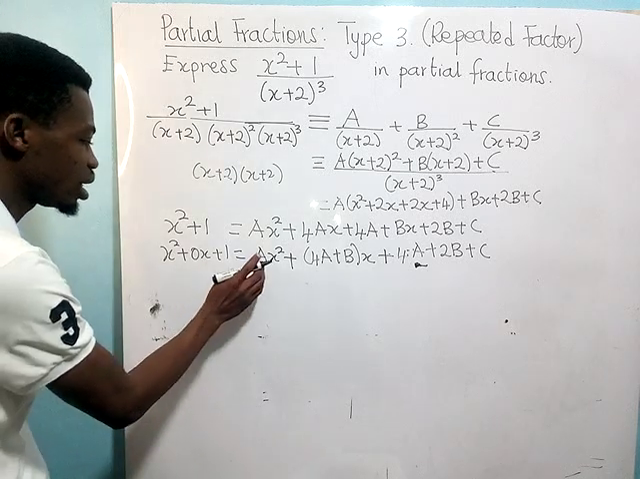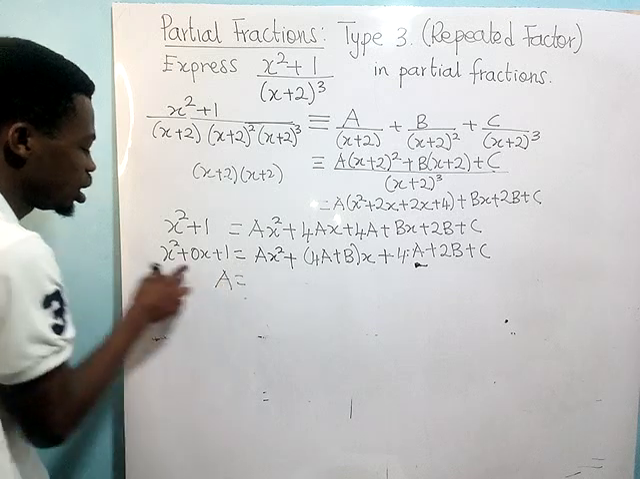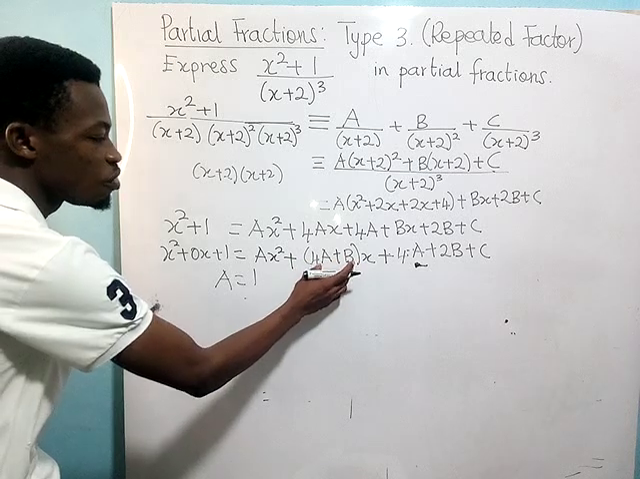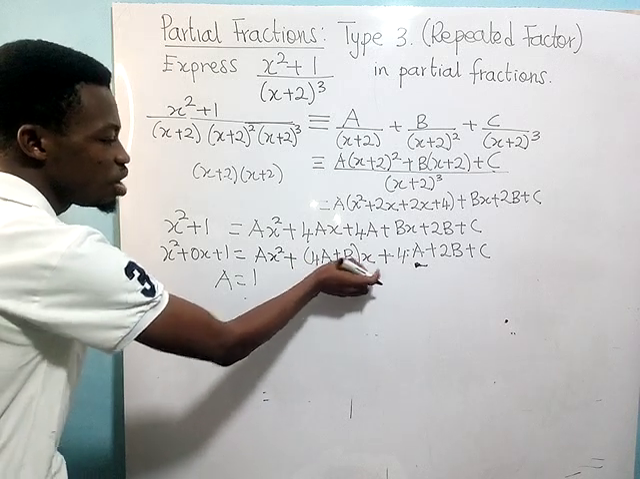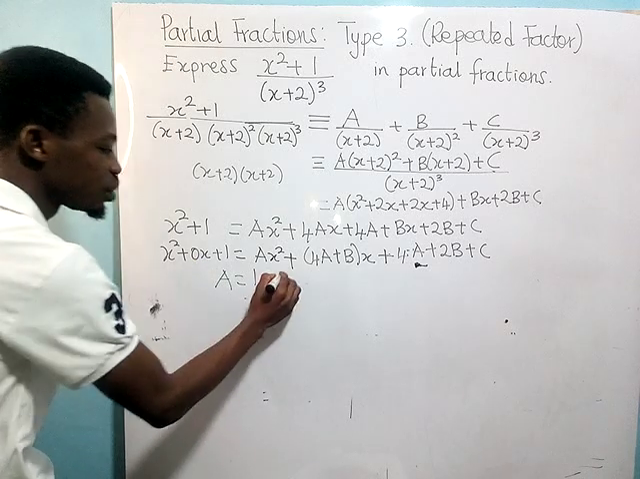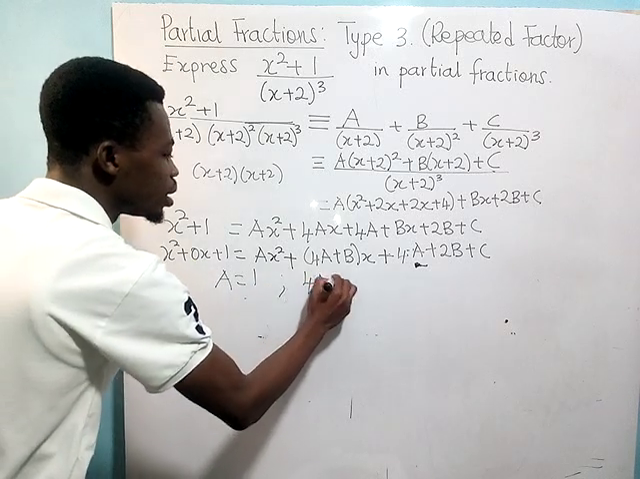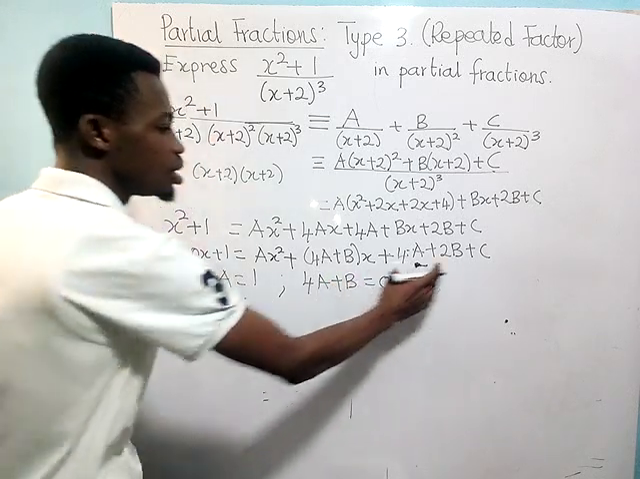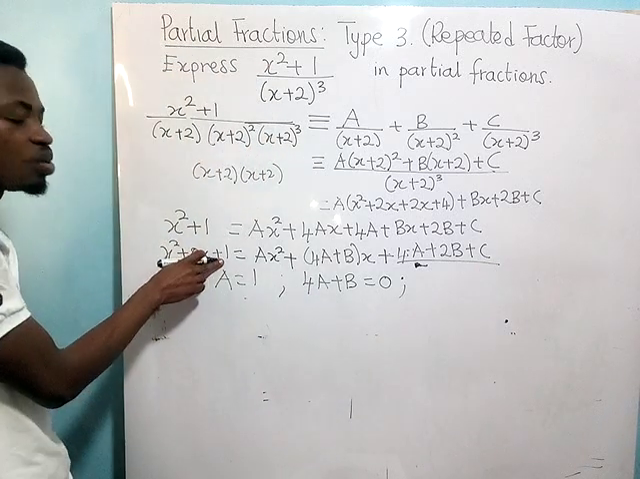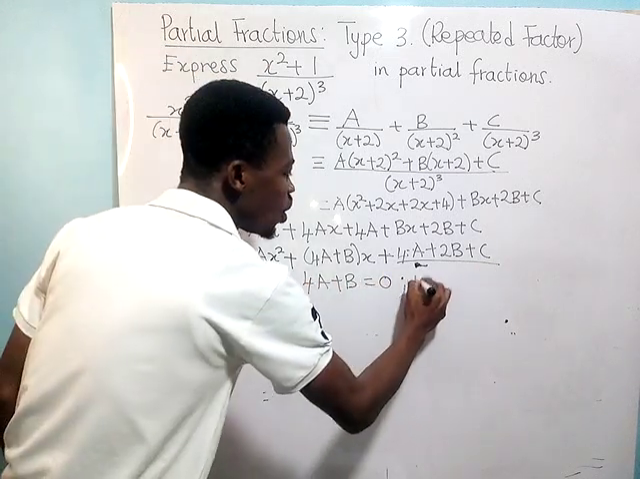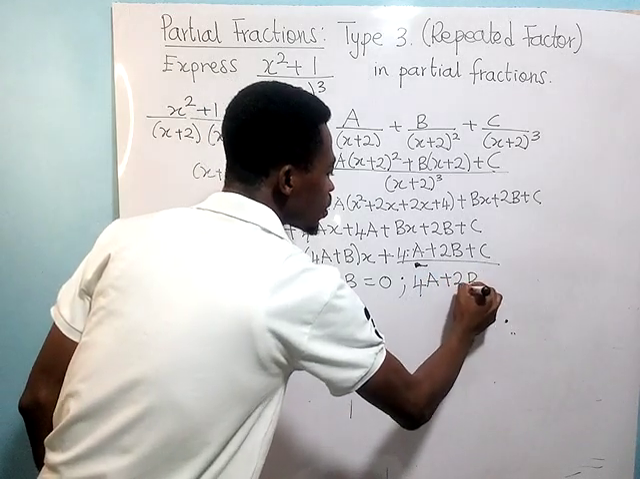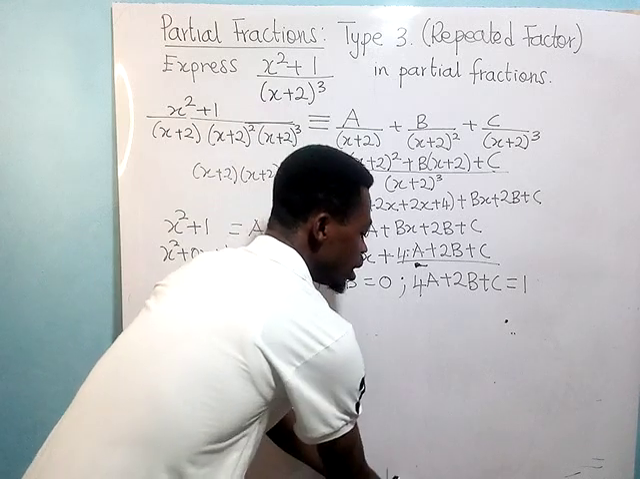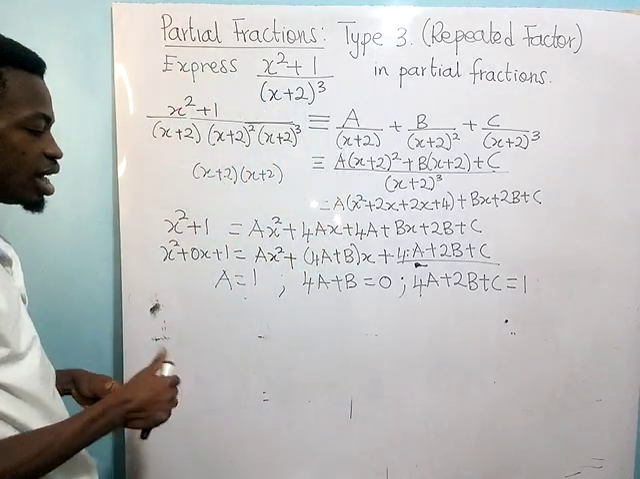So now we compare them one after the other. Our A here is equal to the coefficient of the x squared, which is 1. Then 4A plus B, which is the coefficient of x, will be equal to 0. Then, with our constant here, we equate it to 1. So we will say 4A plus 2B plus C is equal to 1.